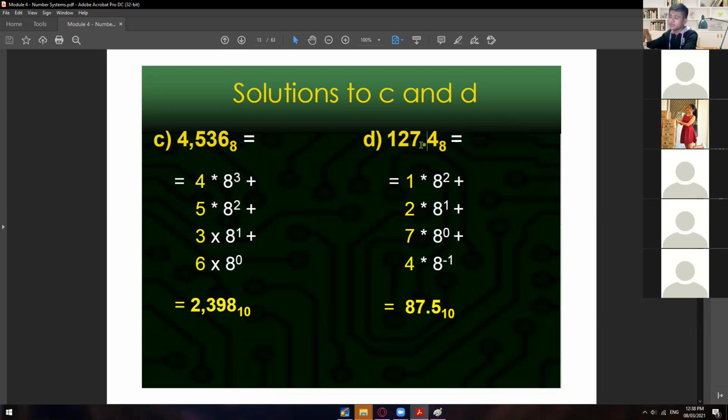And then starting from the decimal, the fraction part is -1. And then from here, we have 0, 1, and then 2. So we have here -1, 0, 1, and then 2. Then again, just let the calculator do the math, and then you will get 87.5 base 10.